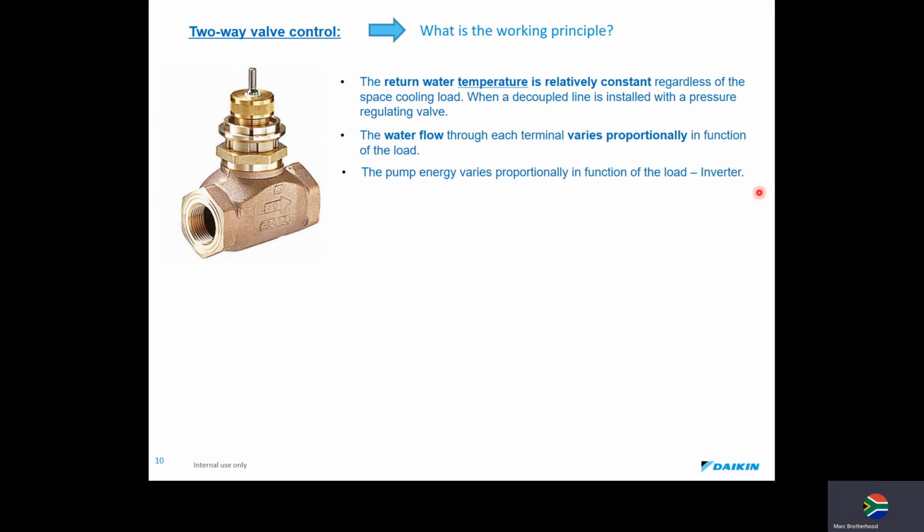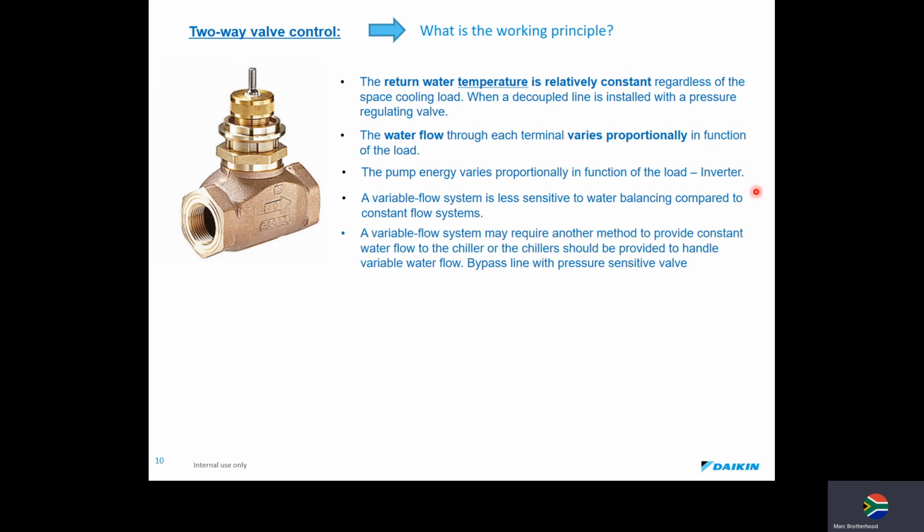The pump energy varies proportionally in a function of the load. So that's inverter-driven pumps. A variable flow system is less sensitive to water balancing when compared to constant flow systems. So it's far more forgiving because we're constantly modulating and changing the flow rate of water.